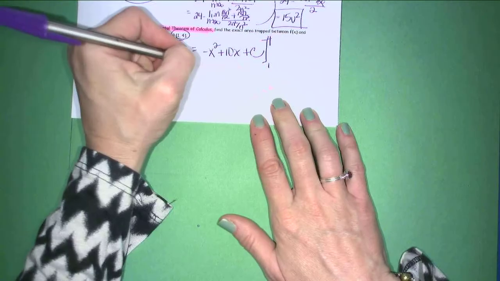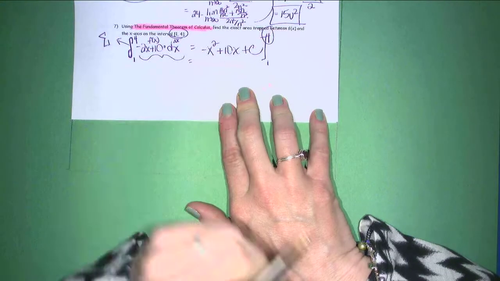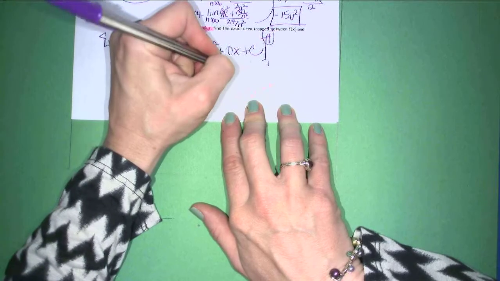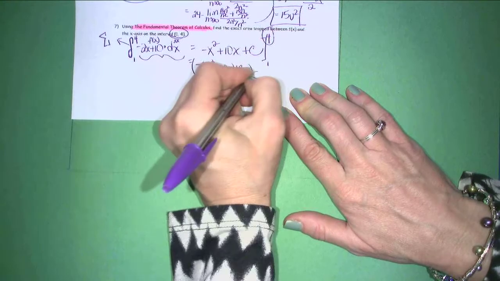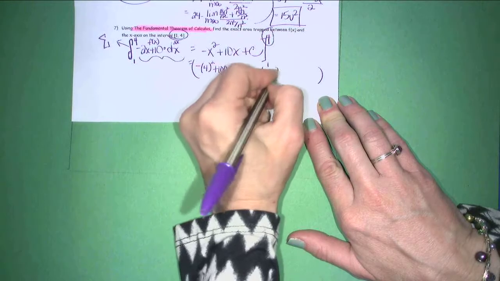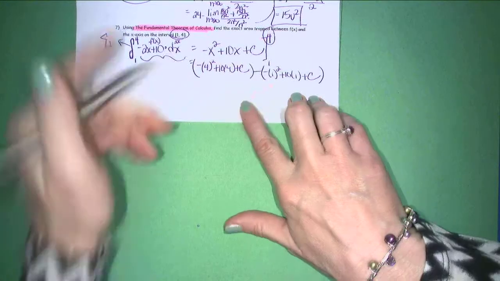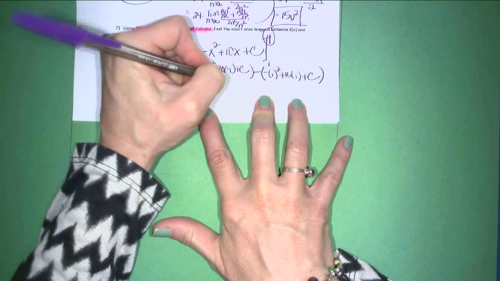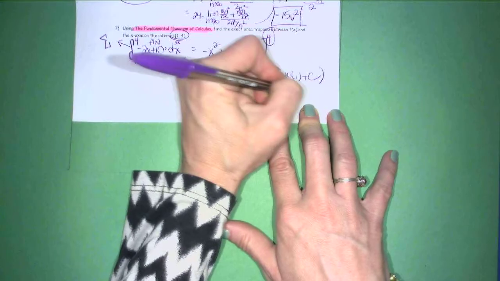The next thing the fundamental theorem of calculus will do is it will take your upper bound 4, and you will substitute it in for these x's. So negative 4 squared plus 10 times 4 plus c. And then you will subtract, plugging the 1 in. Negative 1 squared plus 10 times 1 plus c. And then you will evaluate. So doing the math here, we're going to have negative 16 plus 40 plus c minus negative 1 plus 10 plus c.